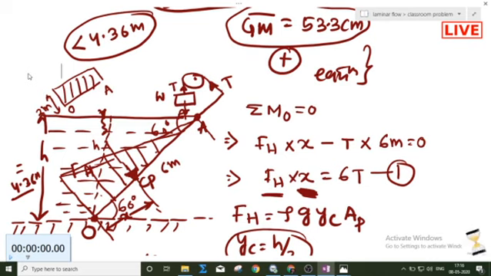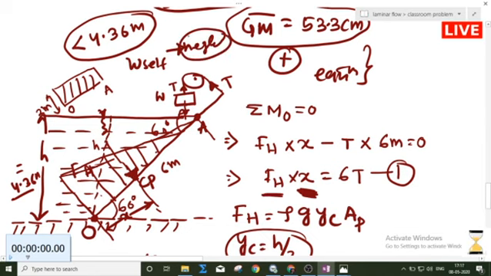Suppose there will be a twist in some of the books or some of the problems. Here the self weight of the gate has not been considered, it is neglected in this problem. Suppose in some other question this h will be given to you, and it is asking what is the maximum weight of the gate.